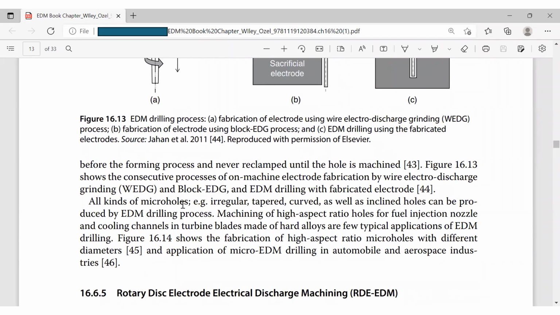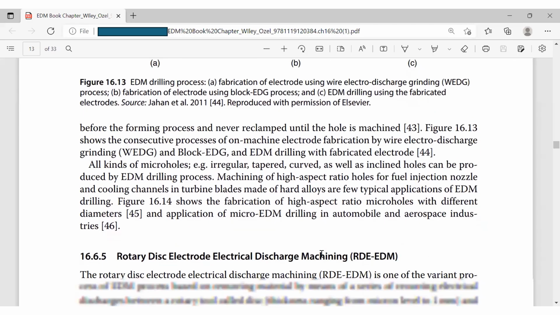All kinds of micro holes, for example irregular, tapered, curved, as well as inclined holes, can be produced using the EDM drilling process. Machining of high aspect ratio holes for fuel injection nozzles and cooling channels in turbine blades made of hard materials are a few typical applications of EDM drilling. This picture shows the fabrication of high aspect ratio micro holes with different diameters and application of micro EDM drilling in the automobile and aerospace industries.